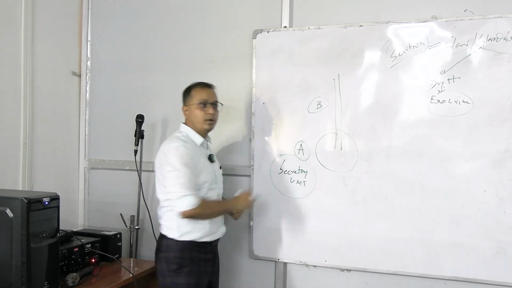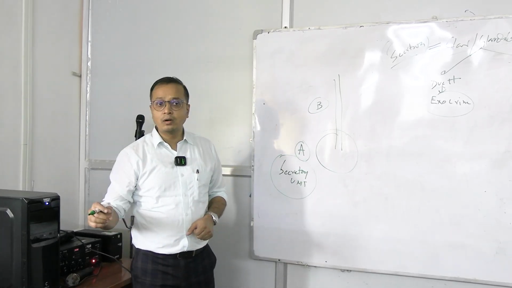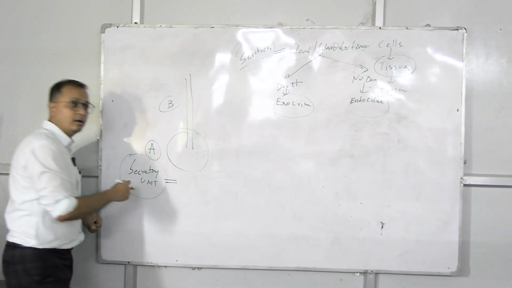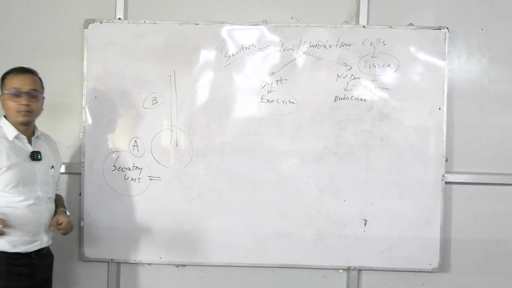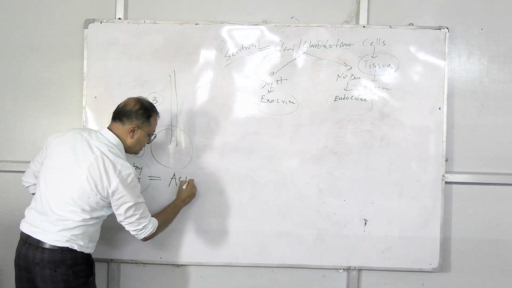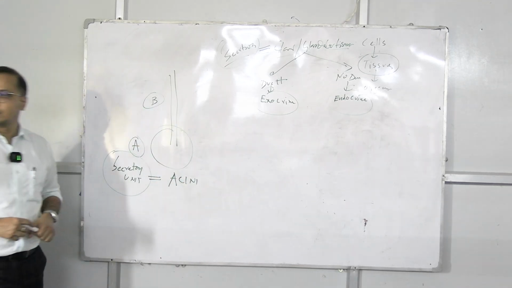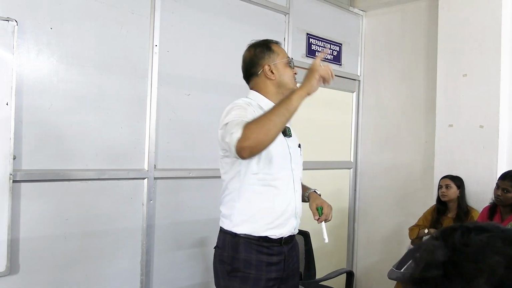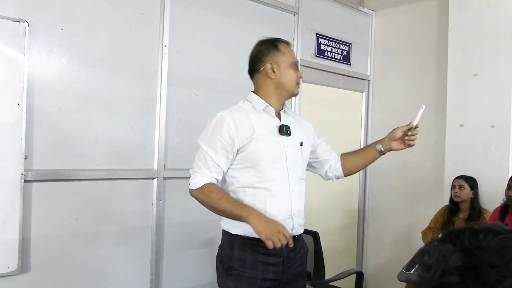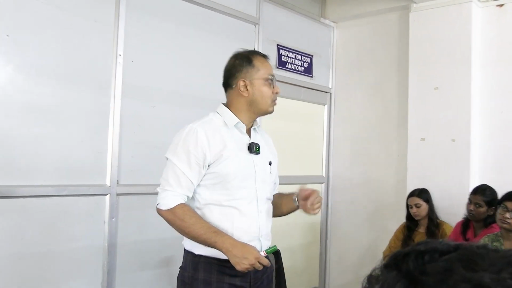The secretory unit, in our histological words, we call the acinus. Make sense? Depending on whether it has a single duct or many ducts, we can classify the names. If you have a single duct, only one, we call it simple. If you have many ducts, we call it compound. Simple or compound, depending on counting the duct numbers.